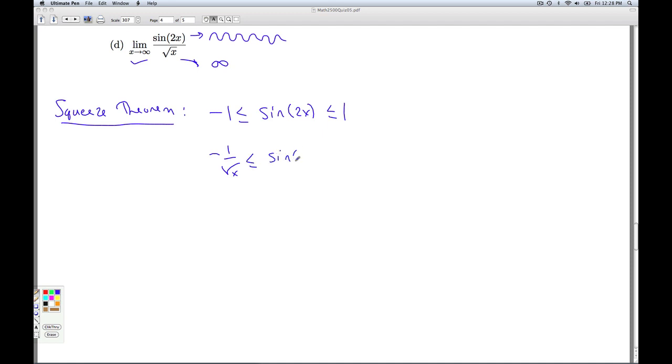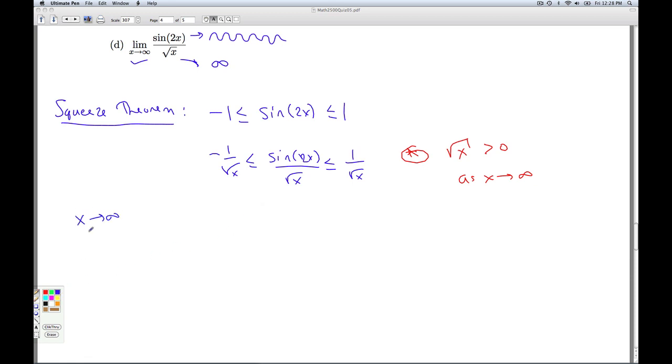And this is the dangerous step, because normally we don't like to multiply or divide through by variables. So I'm going to put this in red. Why is this true? The square root of x is a positive number as x goes to infinity. Right, that's why I can get away with doing that. Now it's time for the old squeeze play.